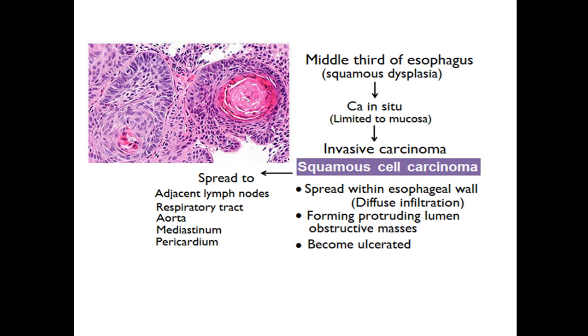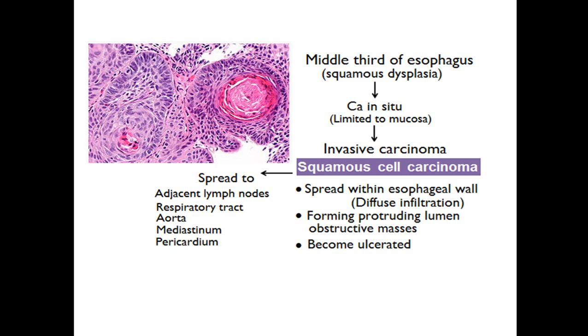Squamous cell carcinoma mostly occurs in the middle third of the esophagus, and initially it starts as squamous dysplasia. This dysplasia becomes progressive with newly accumulated genetic mutations, and finally we get carcinoma in situ. We say carcinoma in situ if it is limited to the mucosa, but later on if it invades the rest of the wall of the esophagus, or if it invades the surrounding tissue, then we say that this is invasive carcinoma.